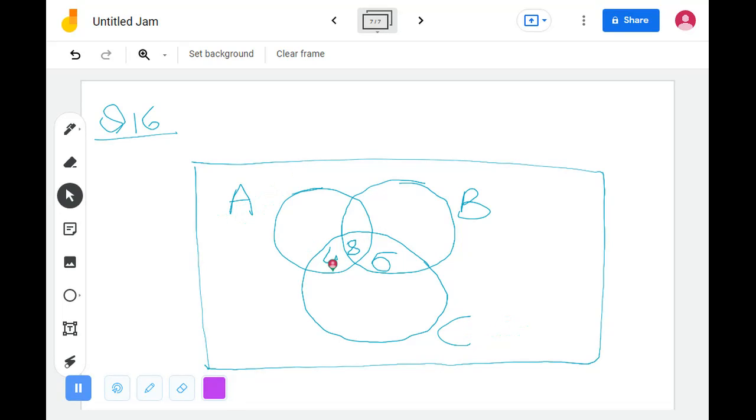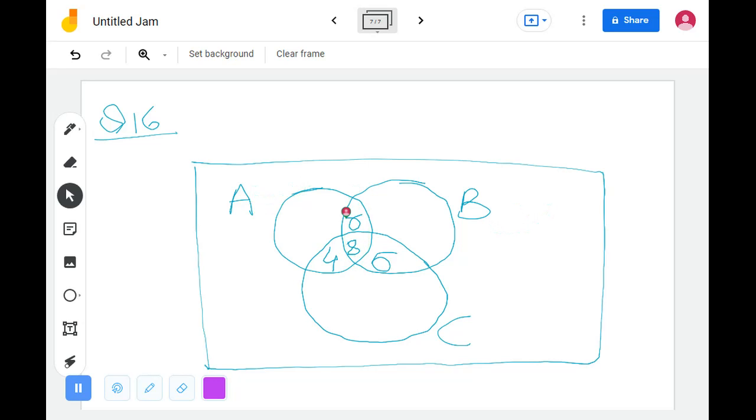Okay. Now the intersection of A and B. 14 people like the intersection of A and B. So what was the intersection of A and B? This was the intersection of A and B. Now 14 minus 8, so what we get is again 6.